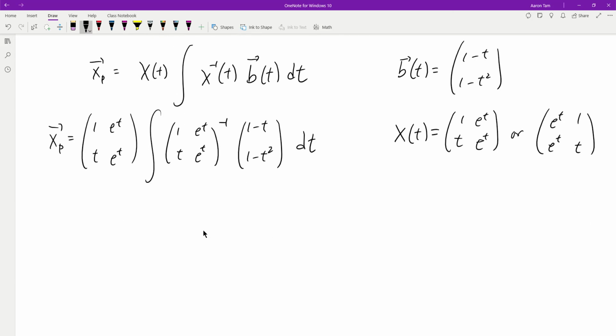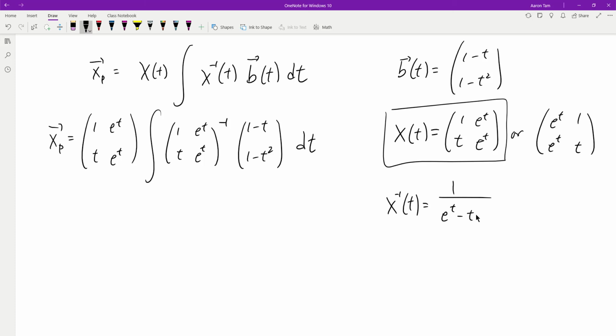So look to me, I should find the inverse first. So I'm going to go ahead and just focus on this one right here. That's what I'm going to use as my fundamental matrix. So the inverse of that would equal 1 over e to t minus t e to t, multiplied by the matrix e to t, negative e to t, negative t, 1.